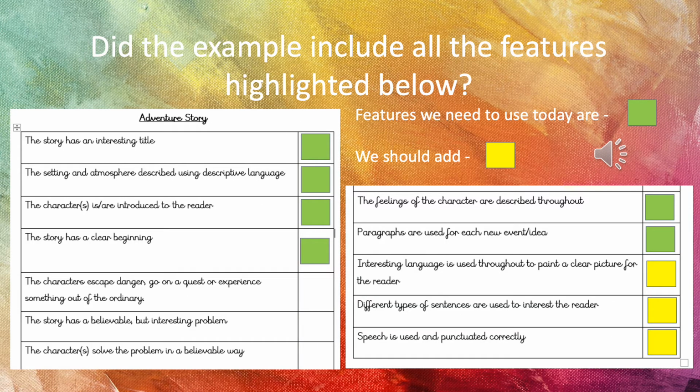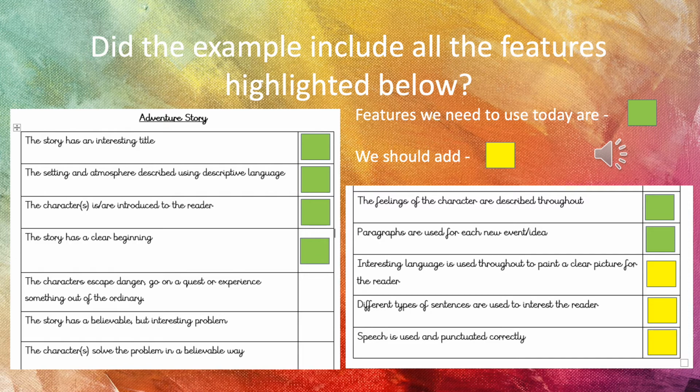Did the example use all the features highlighted below? So the green boxes are features we need to use today, and the yellow boxes are features that we should try and add as we're working through our introduction today as well. So we've got, as we've said in previous slides, the story has to have an interesting title, the setting and atmosphere described using descriptive language.